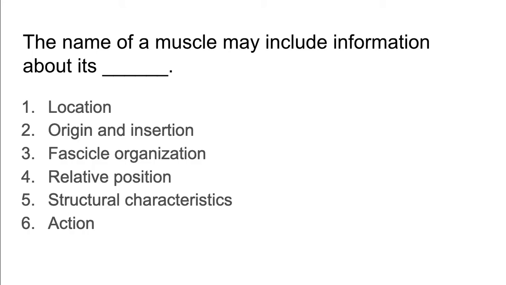And for number 4, it could tell you about the relative position of the muscle, where it is in the body, right? And it might also tell you about some different structural characteristics it might have. It could also tell you about its action. So you might be asked in the short answer question to provide a few of those. All right, so I wanted you to be able to answer that question.